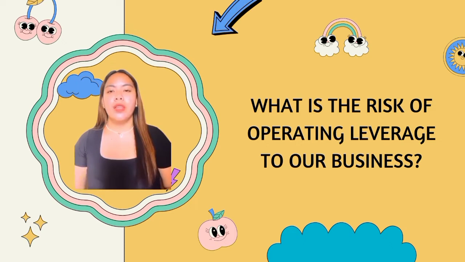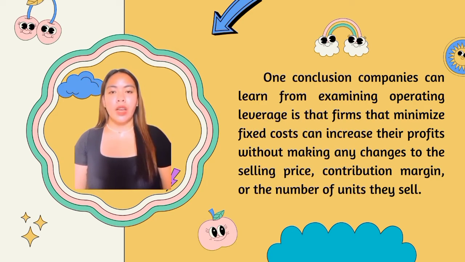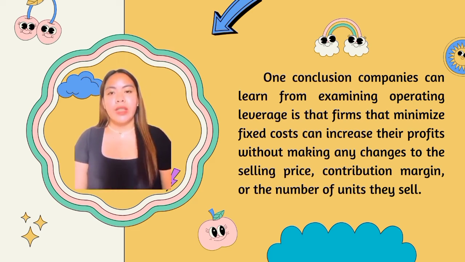And it also generates greater control over the costs that are incurred for production. So one conclusion companies can learn from examining operating leverage is that firms that minimize fixed costs can increase their profits without making any changes to the selling price, contribution margin, or the number of units they sell.